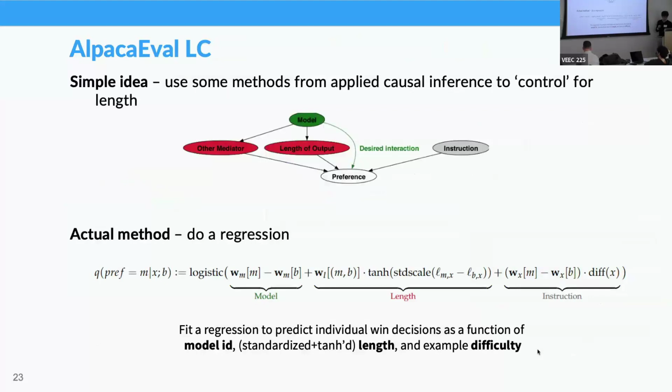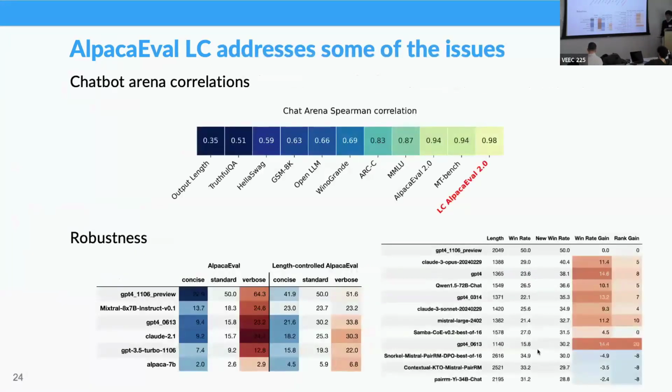I don't want to get into too much detail, but one basic thing that works that's simple and also fun is to just fit a regression. So what we can do is, if you have a model M and a baseline model B, try to predict which of the two models will win based on the identity of the model, the length difference of the outputs, and the difficulty of the instruction. Turns out that works pretty well. It's a very simple 3-parameter or so regression. And it'll get you like 0.98 Spearman correlation against Chatbot Arena.